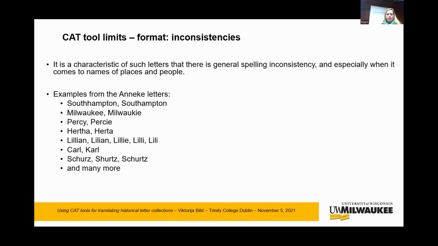This is just one example. Names weren't spelled consistently, so it wouldn't make sense to add this to a CAT tool's term base, because I also wanted, in my translation, to keep the inconsistencies. So whenever she writes Milwaukee the German way, that is also spelled like this in my English translation, as kind of like a foreignized, more overt translation element.